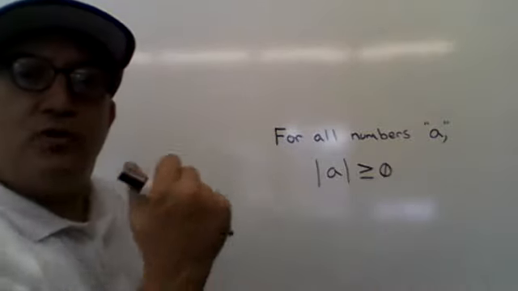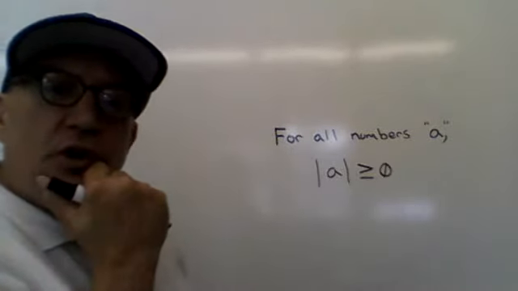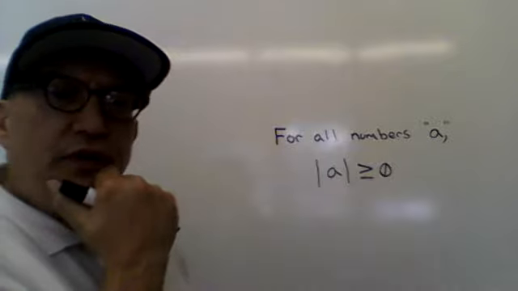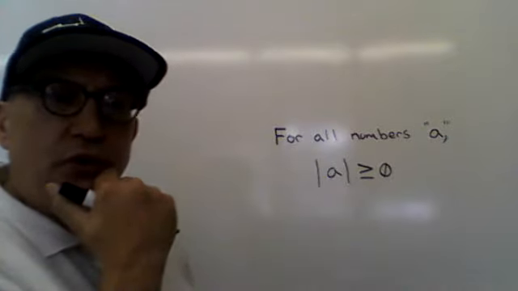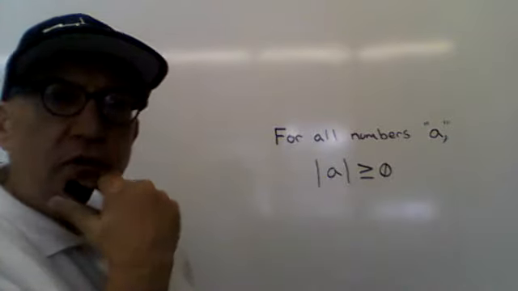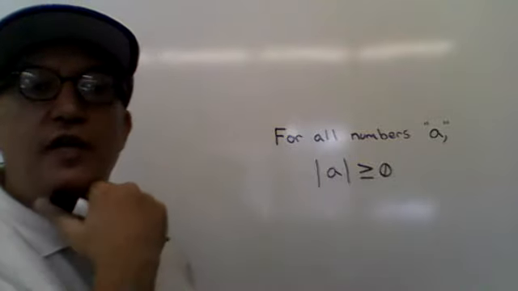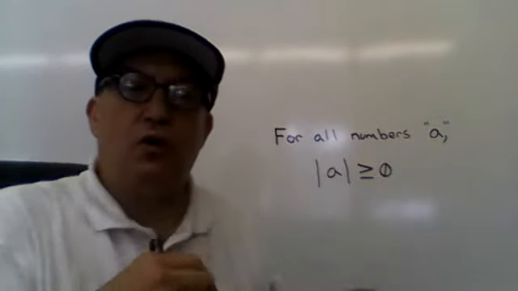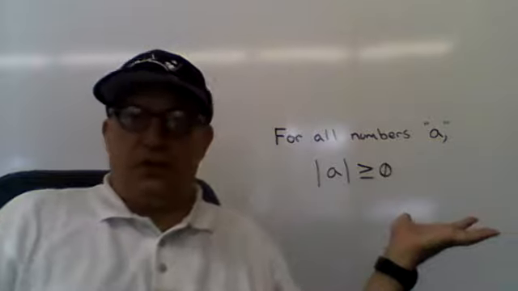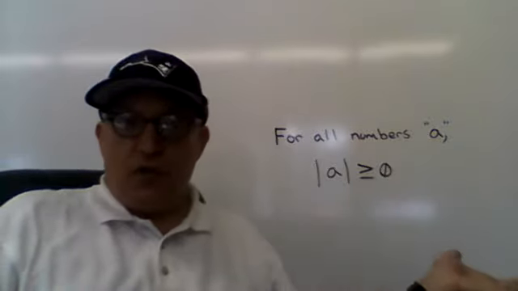I'm going to present with you a definition. The definition of absolute value is the distance from zero. The absolute value of a number is its distance from zero. And there's no such thing as negative distance. You can have a distance of zero.